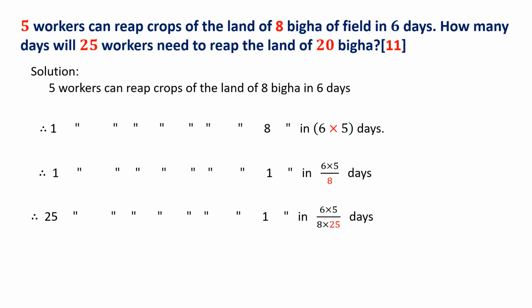Okay, let us go to that one. So how many days will 25 workers need to reap 20 biga? That means I need to replace that 1 biga by 20 biga, right? So 25 workers can reap crops of land of 20 bigas in 6 times 5 divided by 8 times 25 times 20 equals 3 days.